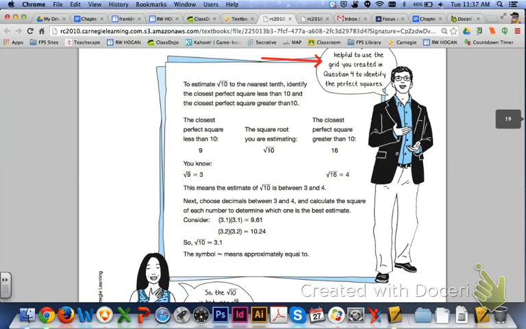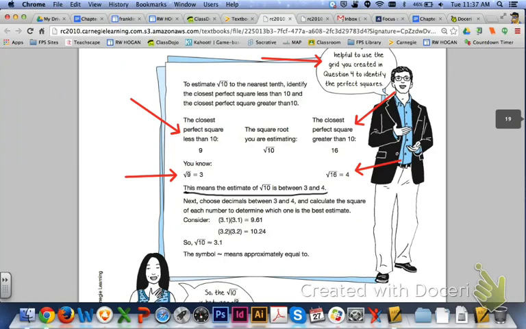So we want to identify the closest perfect square less than 10 and the closest perfect square that is greater than 10. The closest perfect square that is less than 10 would be 9. The closest perfect square that is greater than 10 would be 16. We know that the square root of 9 is 3 and that the square root of 16 is 4. So this is going to tell us then that the estimate of the square root of 10 is going to be between the numbers 3 and 4.